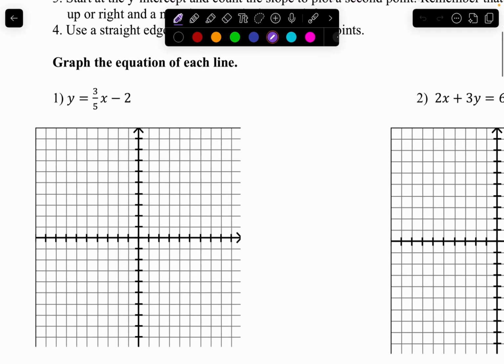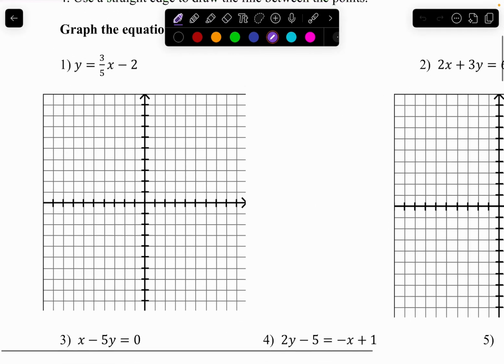So the first thing that we do is we check to make sure that our graph is in slope-intercept form. If it is, we're always going to be graphing the y-intercept first. And then the number that's with x is our slope. And as a reminder from the previous note, slope is rise over run. So I'm going to go up 3 and then to the right 5. And I'm going to do that as many times as I can. 1, 2, 3, 4, 5.